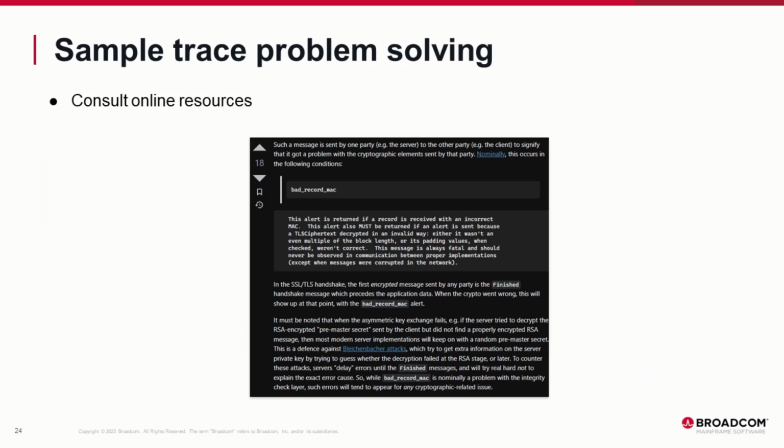So naturally, the first thing I'm going to do is Google it, right? I'm going to say, hey, what is a bad record MAC? What are some examples where this might happen? Why might I be getting this error? So I find some online resources. The first one I come across here is a handy dandy Stack Overflow post that says, here's what a bad record MAC is and why you might be getting one, right?